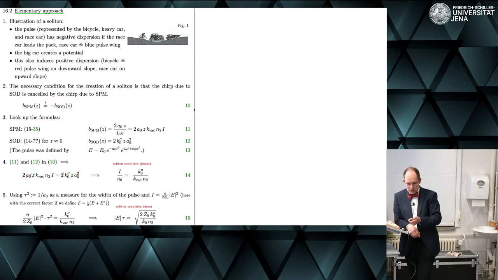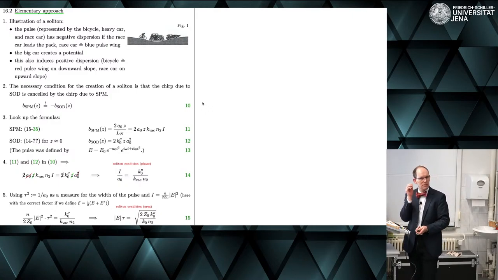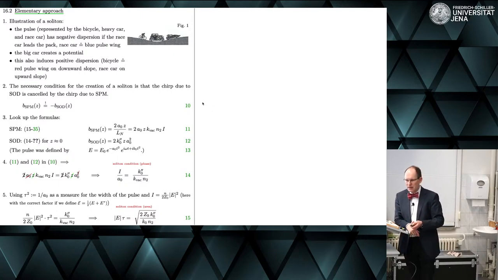We can also reformulate it a little bit by converting the A naught to the pulse duration. So this is the pulse duration, tau squared equal to 1 over A naught. And if we do so, then we get what's called the area soliton condition, because what we have here is the E field, so the amplitude of the pulse, times its width, which is proportional to the area under the pulse. And then this here would be the condition. So easy enough.